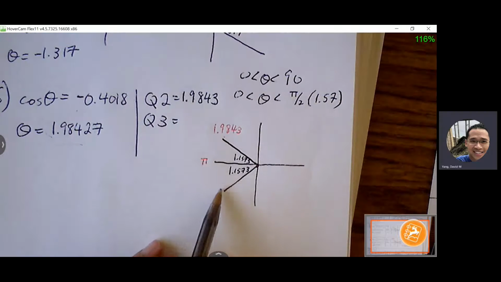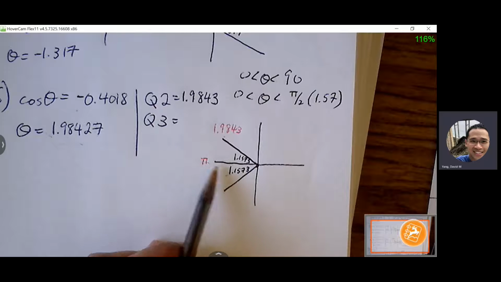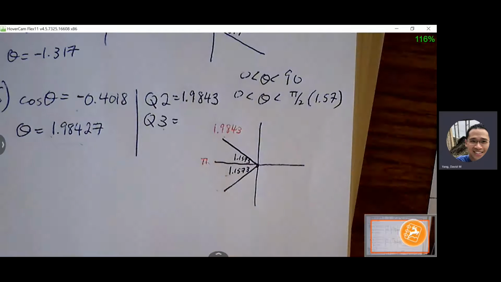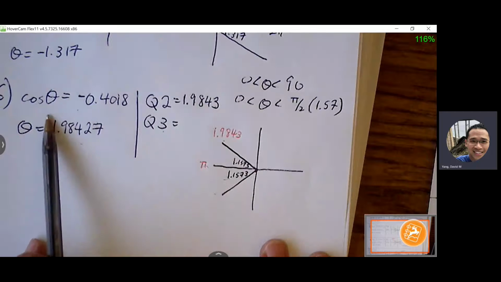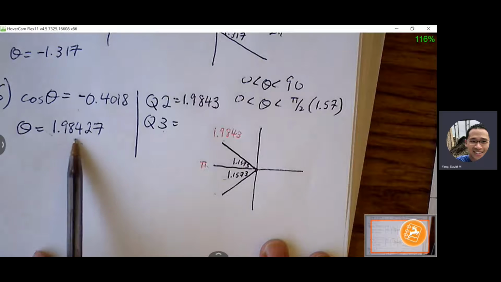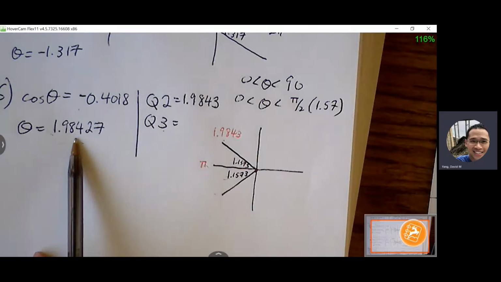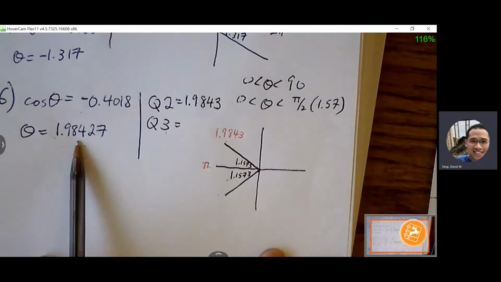So now we can use that reference angle to help us get to the third quadrant value, right? Pi plus 1.1573. I'm kind of confused. How do we know that that's the answer for Q2? Because cosine is always going to get you a second quadrant value because it's a principal value. Okay. Yeah, principal value.